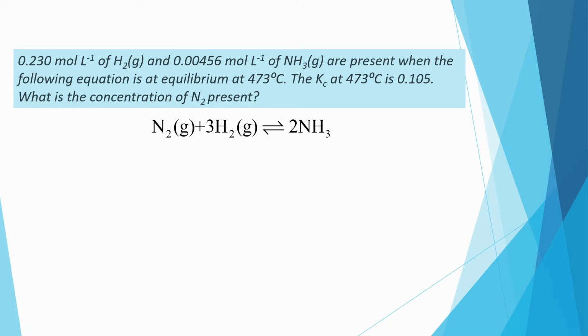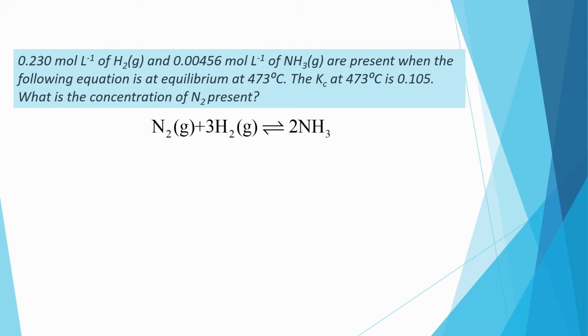Okay, so here's another problem here. So in this case, we're told that there is 0.23 moles of H2, 0.00456 moles per litre of NH3. They say that the following equation is at equilibrium at 470 degrees Celsius, and that the Kc at 473 is 0.15. Okay, so we're told the equilibrium constant, and we're told 2 concentrations.